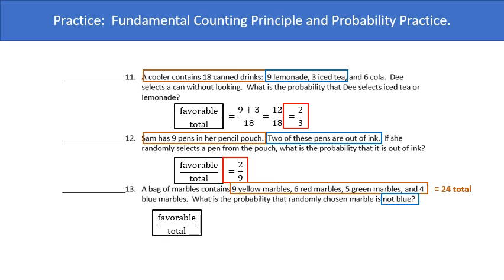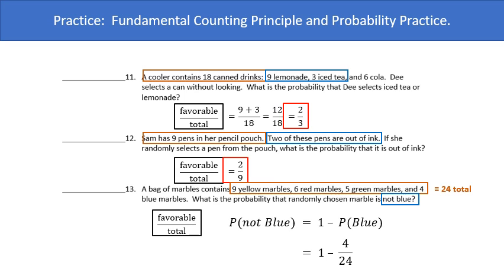There's a couple different ways I could do this. I could go through and just start adding all of the marbles that are not blue, okay? Or I can remember my complement formula, which says the probability that it's not blue is equal to 1 minus the probability that it is blue, okay? Sometimes that's an easier way to think about it. So what's the probability that it is blue? Well, there are only 4 marbles. All right, so I have 1 minus 4 over 24. 4 marbles are blue. There are 24 total marbles in the bag.